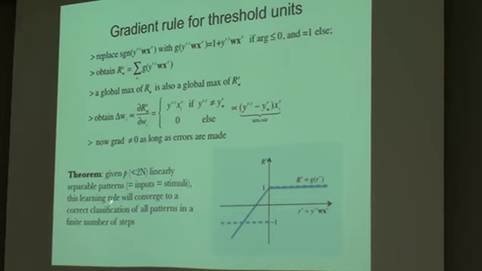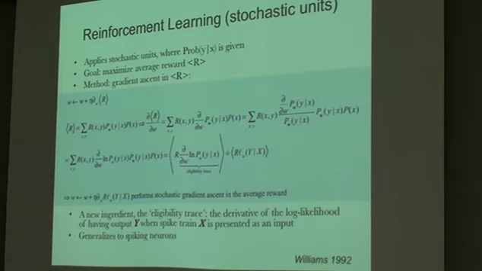And people have been able to show that given p linearly separable patterns, and this p has to be less than 2n, this learning rule will actually converge to a correct classification of all patterns in a finite number of steps. Right? The fact that you are doing stochastic gradient descent here does not tell you this kind of information. That doesn't tell you how long it will take to converge, if it converges at all, and for what kind of subset of patterns it will converge. Okay, but this is just to touch base, which is very important.